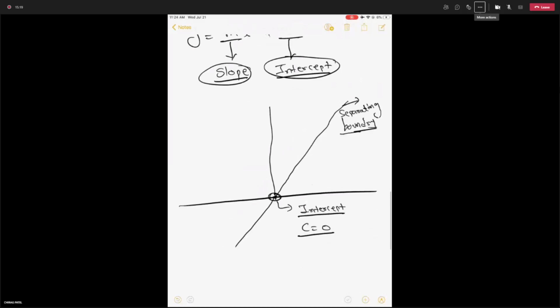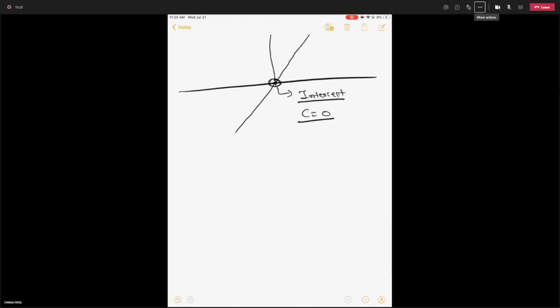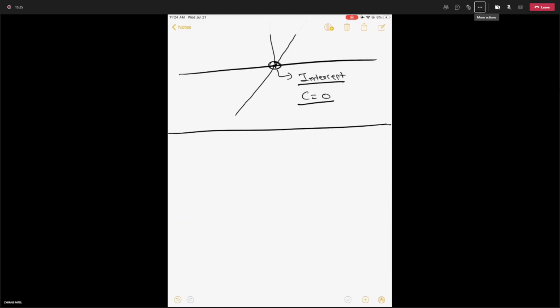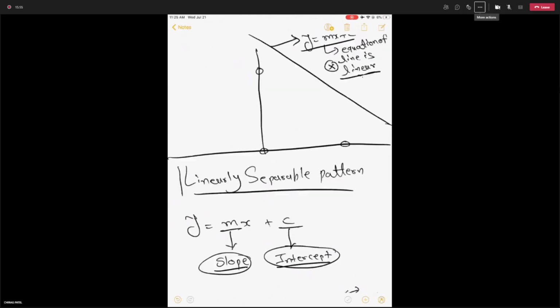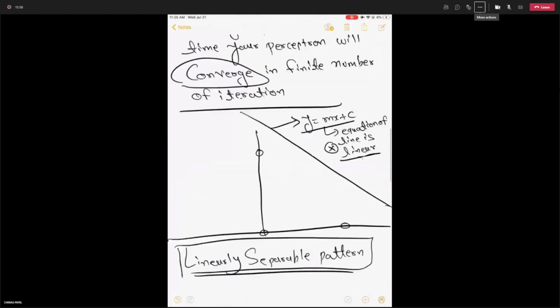Please understand this thing. This is your linearly separable case, and we represent all things in terms of a line. In machine learning or artificial intelligence, people don't refer to y is equal to mx plus c. People refer to y is equal to wx plus b. This is your weight. This is your bias. So now you can correlate with slope and intercept. Till this point, we need to understand what we mean by a linearly separable case.